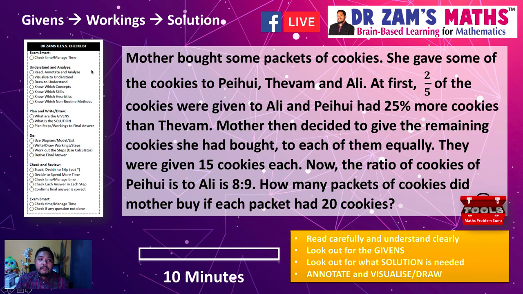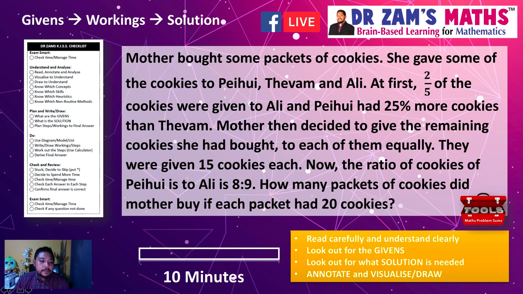So, let's figure out which are the givens. The timer is actually starting already, 10 minutes. The first thing we need to do is find out the givens. Mother bought some packets of cookies. She gave some cookies to Peihui. It's okay, let me give you more time.